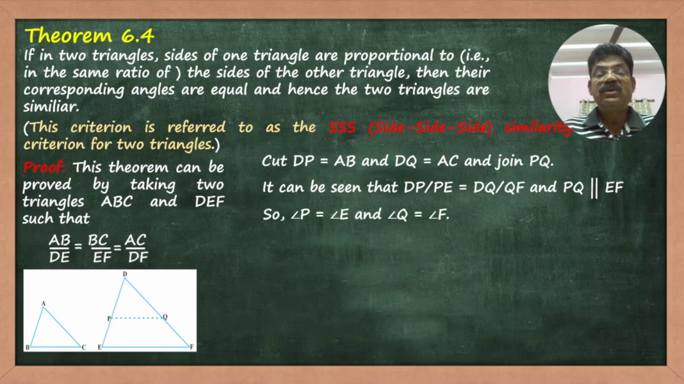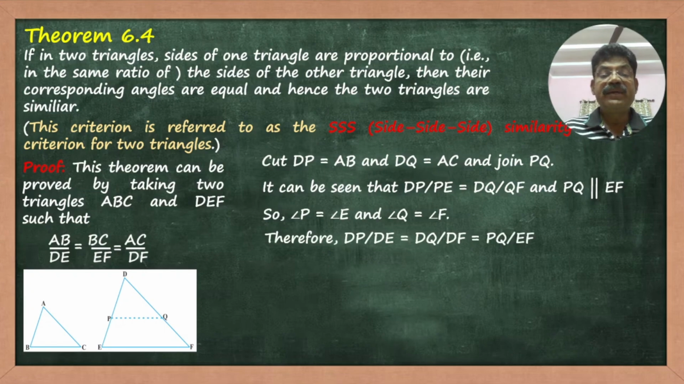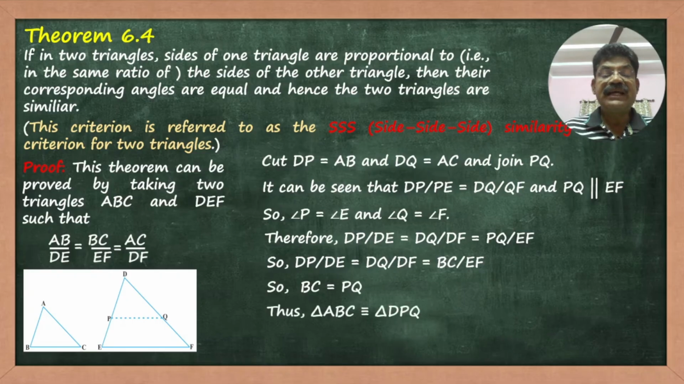So angle P is equal to angle E and angle Q is equal to angle F. Therefore, DP by DE is equal to DQ by DF, which is equal to PQ by EF. So, DP by DE is equal to DQ by DF, which is equal to BC by EF. Therefore, BC equals PQ. Thus, triangle ABC is congruent to triangle DPQ.